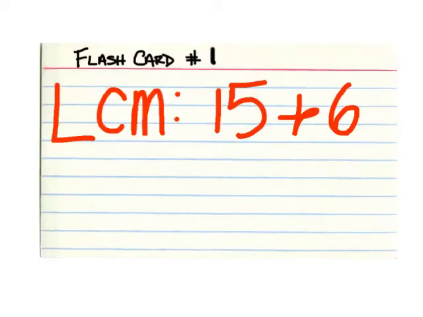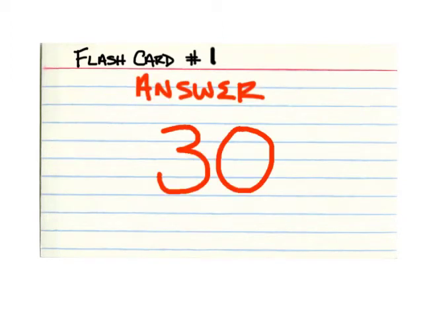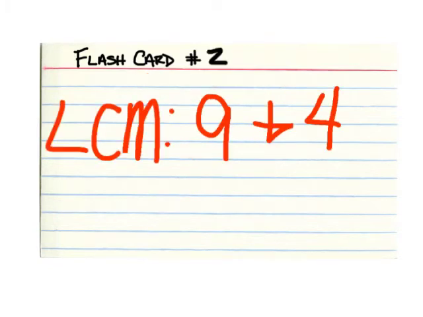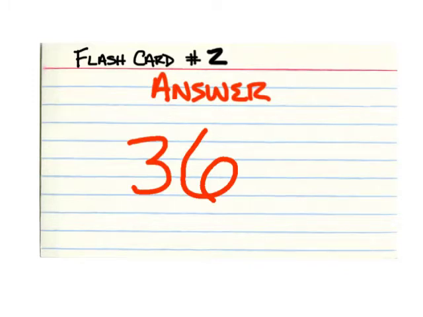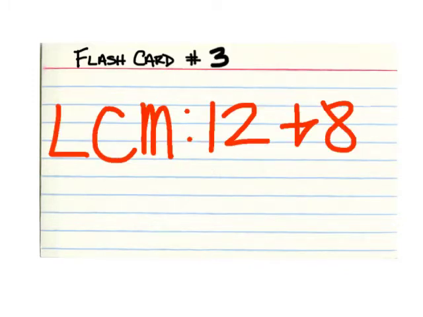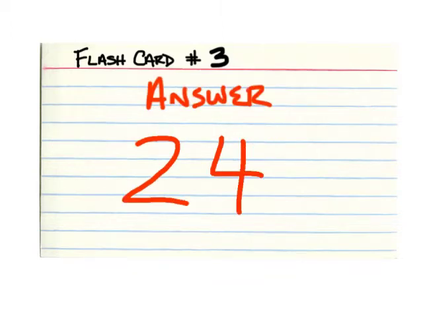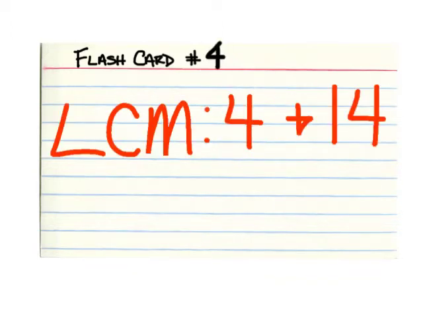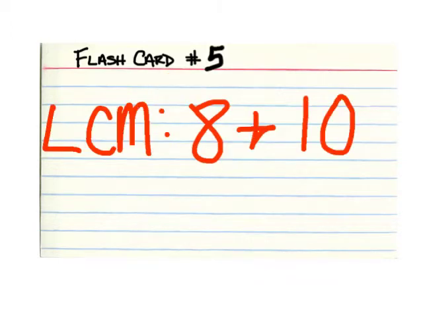Flashcards, answer these out loud. Least common multiple between 15 and 6. 30. 9 and 4. 36 is right. 12 and 8. 24. 14 and 4. 28 is right. 8 and 10. 40 is right.